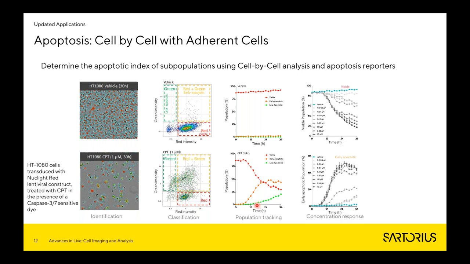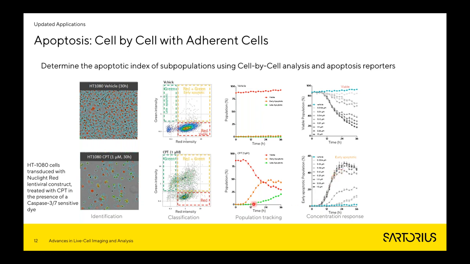It's then possible to look at these different populations when we're considering drug treatments. So here we have a concentration range of camptothecin, and we can see how this viable population changes with increasing concentrations of camptothecin, and we see that loss of viability. Conversely, we see a rise in early apoptosis with a large number of concentrations of camptothecin, and then we see how those change over the course of the assay.